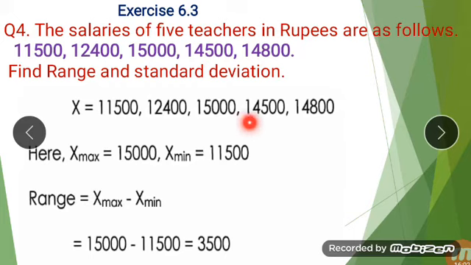Here x represents all the observations. So for range we have to find the maximum and the minimum observations, I mean the extreme observations. So here the maximum observation is 15,000, whereas the minimum observation is 11,500. So the difference of the minimum observation from the maximum observation is 3,500. So the variation in the salaries of the teachers here is 3,500.